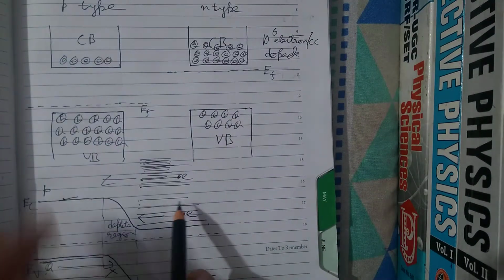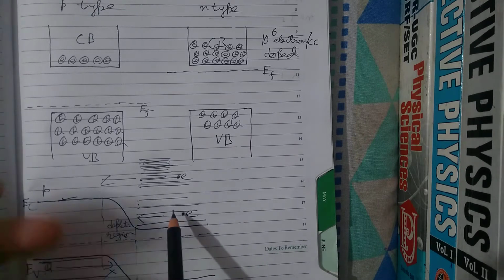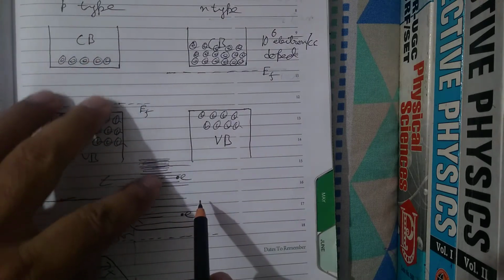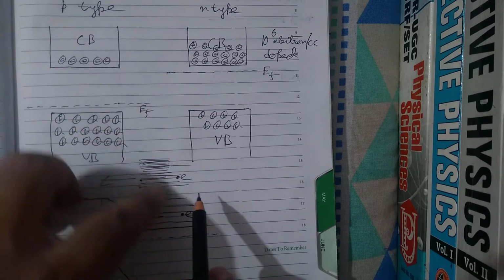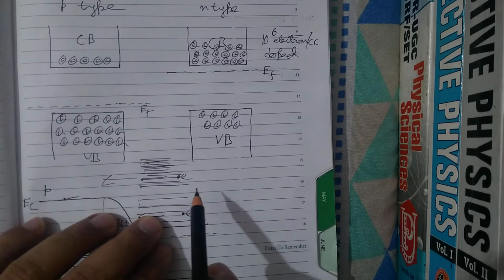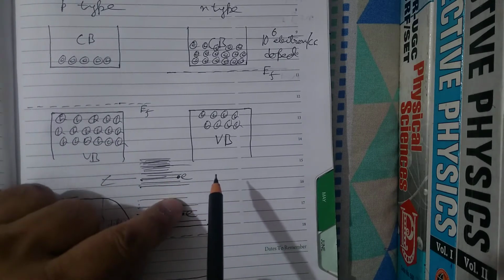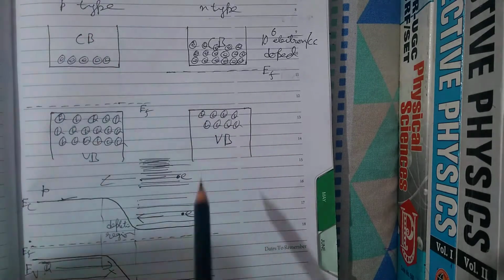So the same thing here: near the Fermi level, the probability of occupation of the electrons is more, whereas as we go to higher energy levels, the probability becomes less. But the number of energy levels near the Fermi level is less, and away from the Fermi level, the number of energy levels is more.